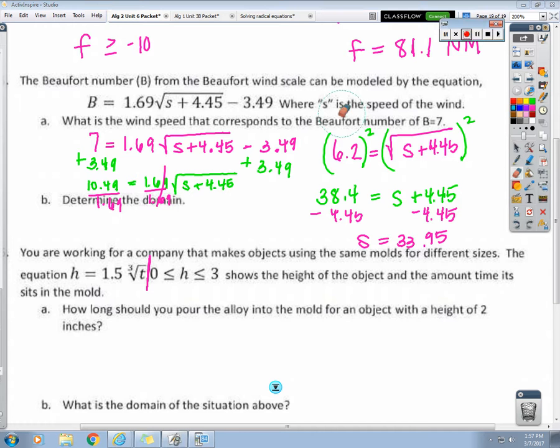Okay, really quickly, what would the domain be? What letter is the domain? S, and it would have to be what? Greater than or equal to negative 4.5. Because if you added 4.5 to it, it'd bring it back to 0. And you have to have 0 or bigger under the root. Tomorrow we'll finish the last one before we start the test review. You can switch out.